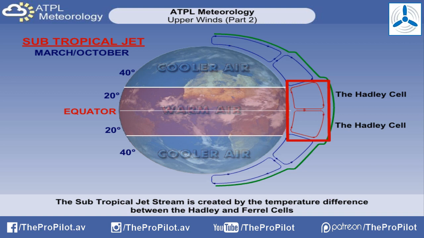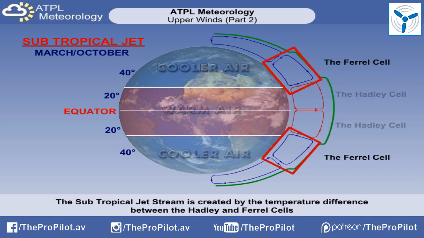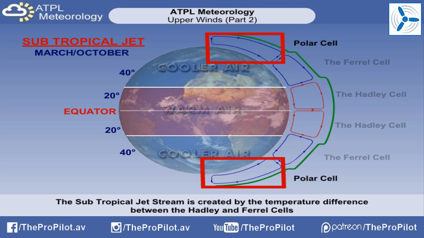These are called the Hadley cells. The next two cells circulating either side of the Hadley cells are called the Ferrel cells. These cells have much cooler air circulation since they are at higher latitudes. Lastly, the cells circulating nearest the poles are the coldest and are called the polar cells.